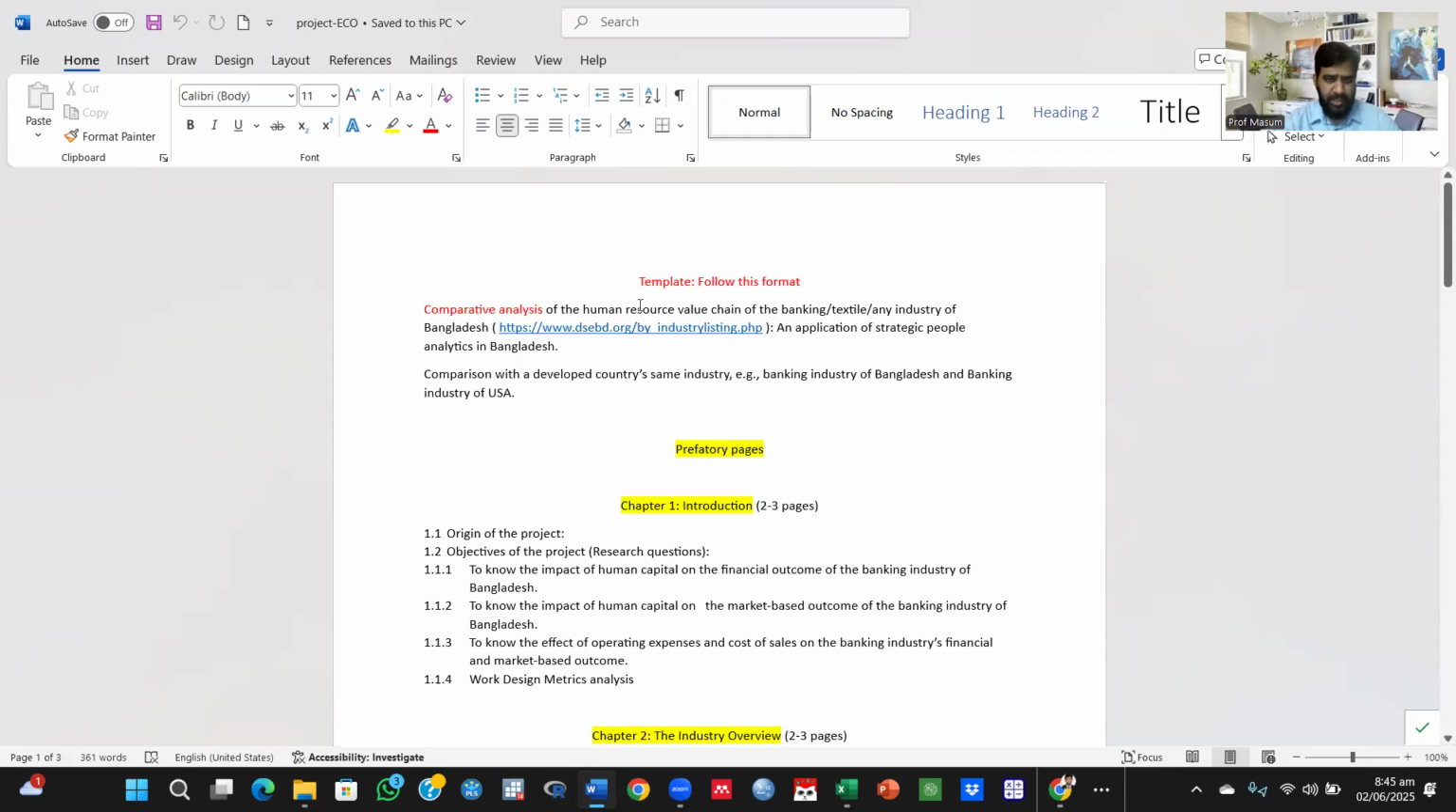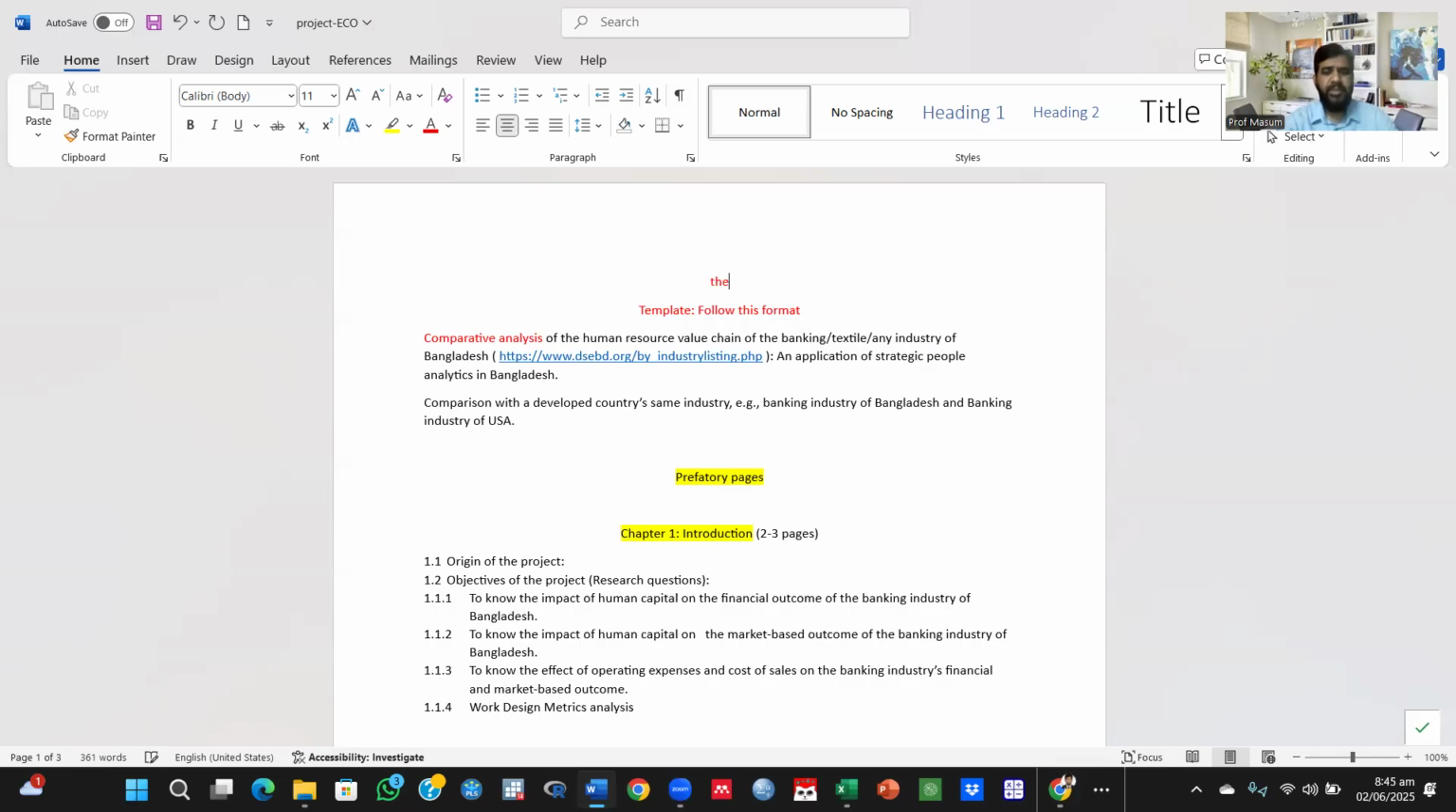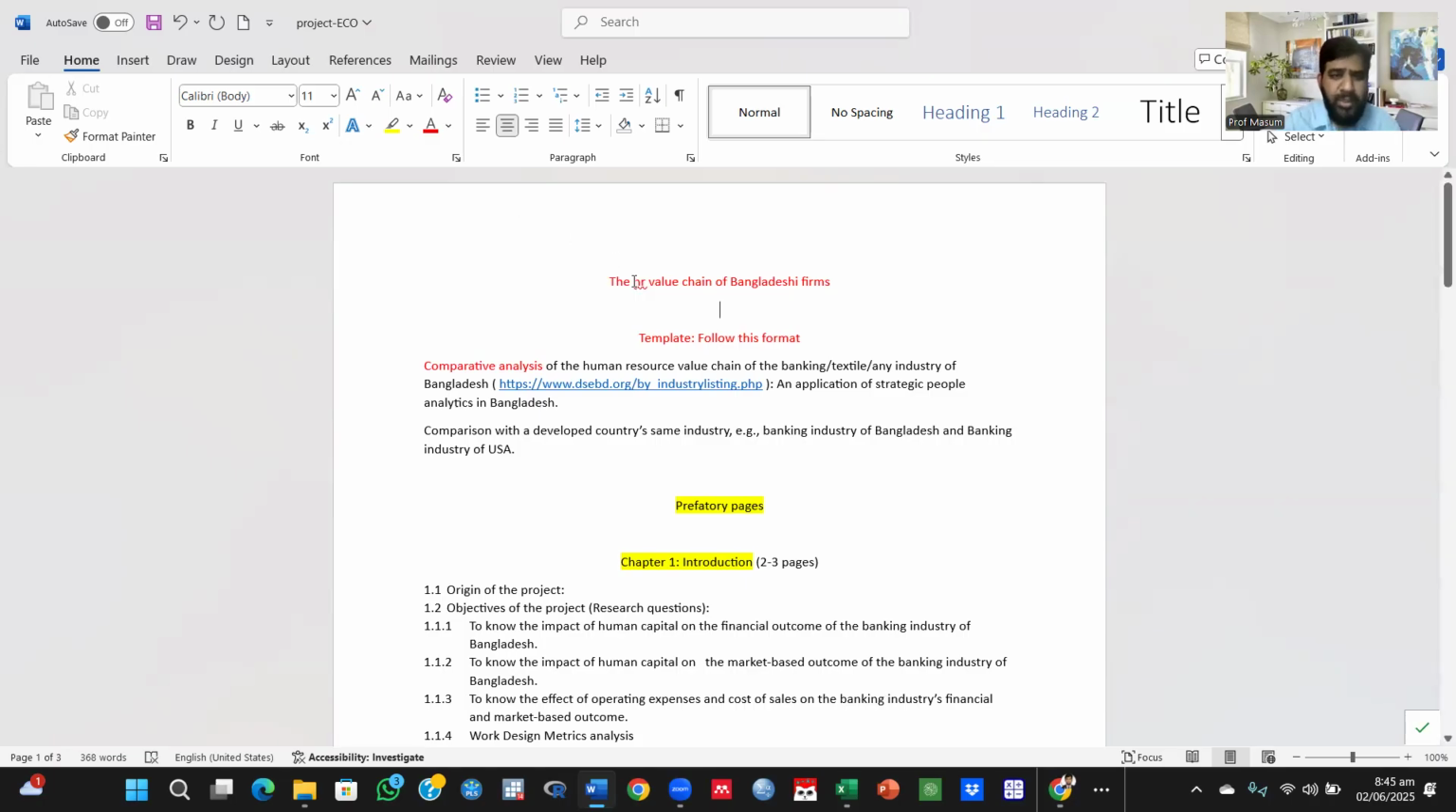So is it gonna be your title, or the title is here the HR value chain, the HR value chain of Bangladeshi firms. This type of, isn't it? Yes, sir. So HR value chain, or you will modify the title.